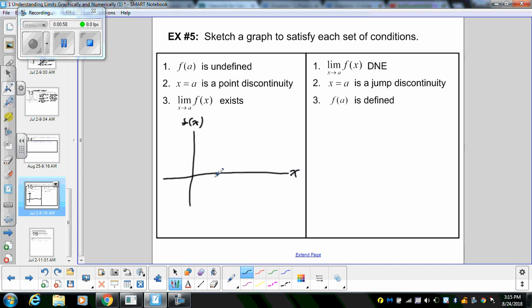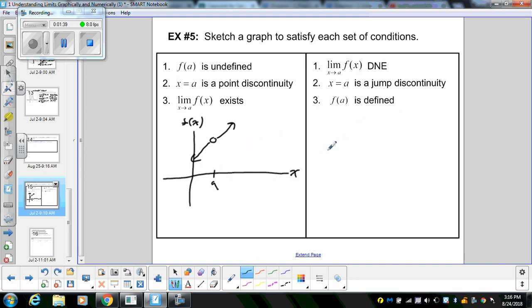All right, so it says f of a is undefined. So here's my a. For the undefined, that means there's some type of hole there, like it's not actually equal to. x equals a is a point of discontinuity, so that just means that it must be a gap. That means there is no other point at a. It doesn't jump. The limit of f of x at a exists, which means from the left and from the right it must be coming from the same direction. So there you go, and you can make it as fancy as you want.